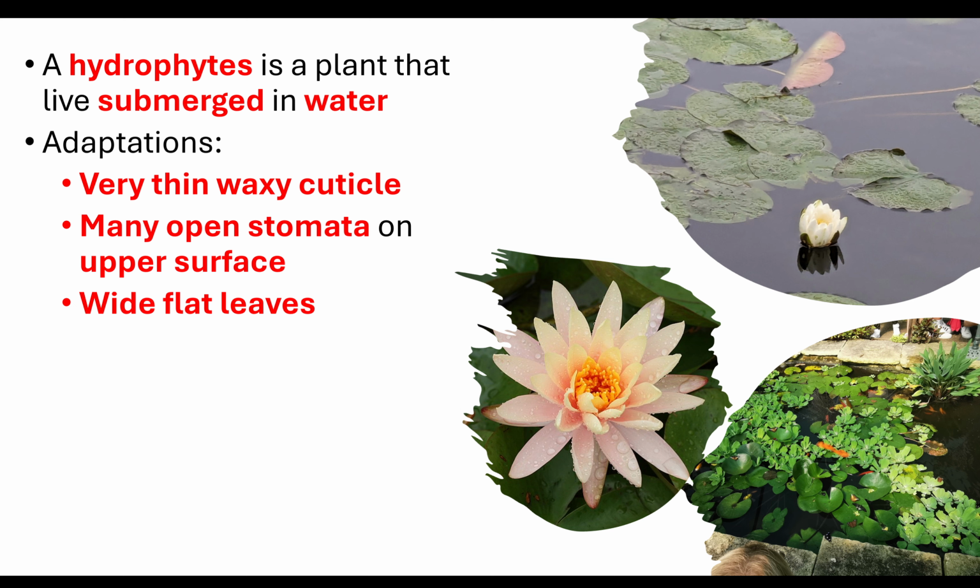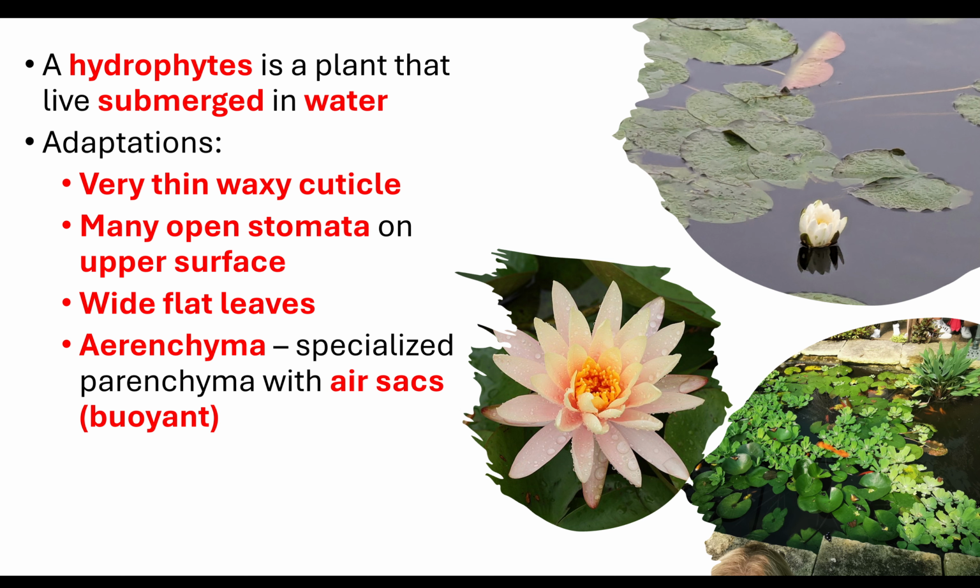The other thing they have is very wide flat leaves. Now remember, these are water lilies. These are submerged in water. Therefore, they are wanting to absorb as much light for photosynthesis as possible. So by being very wide and flat, that's going to maximize the absorption of light and therefore maximize the rate of photosynthesis.